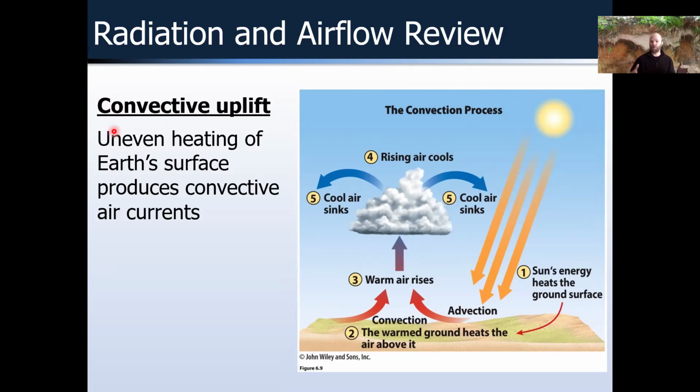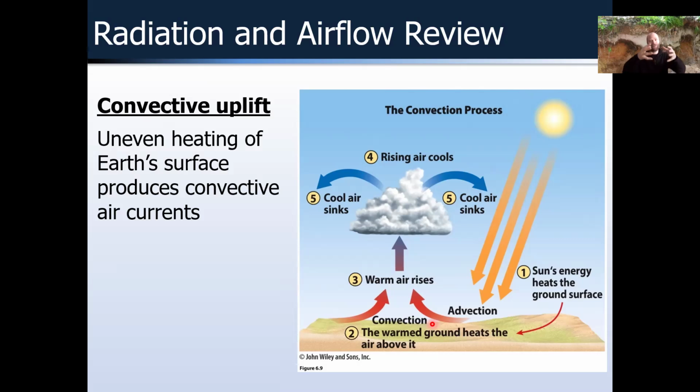But just simply appreciate that convective uplift is the uneven heating of Earth's surface. It produces convective air currents. And so somewhere on Earth's surface is being heated vigorously. Hot air, does it want to rise or fall? It wants to rise. And then as air rises, we've also learned about adiabatic processes.